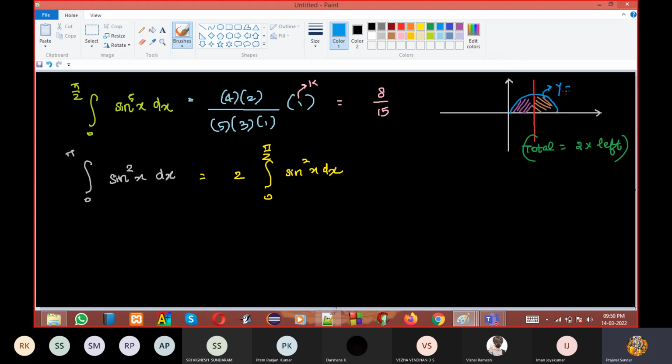If someone is curious how I'm writing it, they would probably already know this from definite integrals. Just to revise the concept, I'm showing how I wrote this, okay? Anyway, continue. What is this?